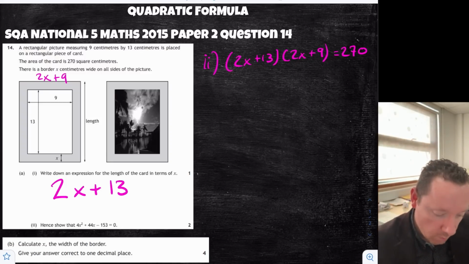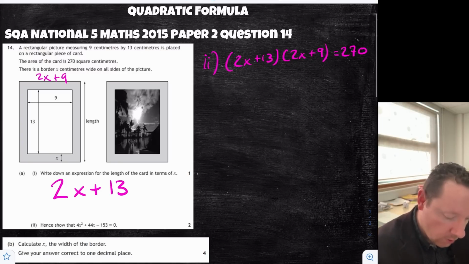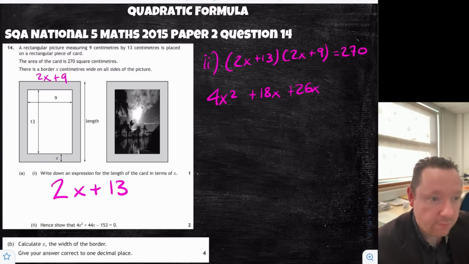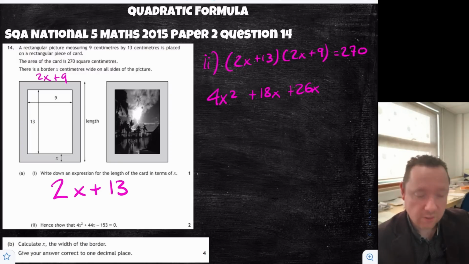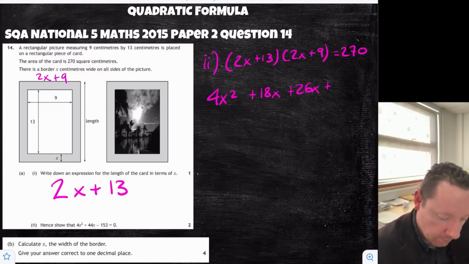So expanding those brackets, we've got 2x times 2x is 4x squared. We have got 2x times 9 is 18x. And then looking at the 13 part, we've got 13 times 2x is 26x. And then we've got 13 times 9. 13 times 9 is 117, but you can use a calculator for that. And that still equals 270.